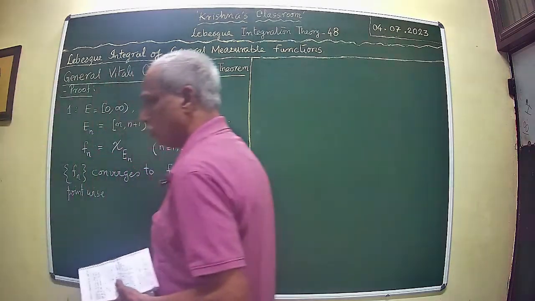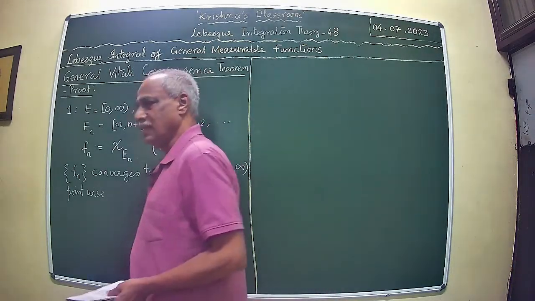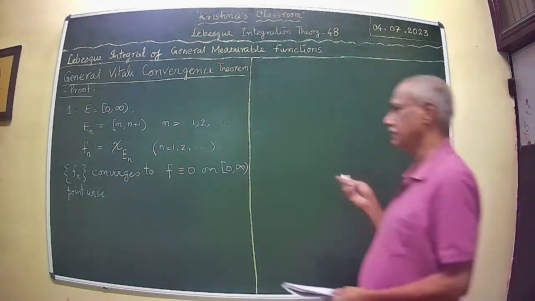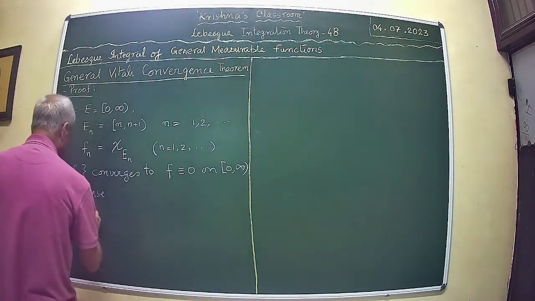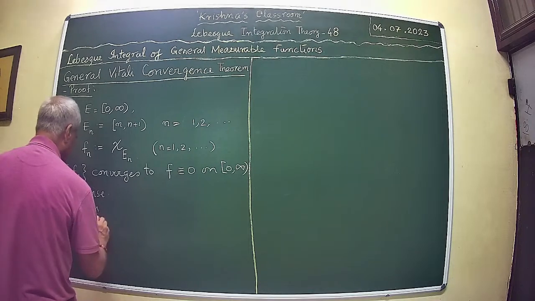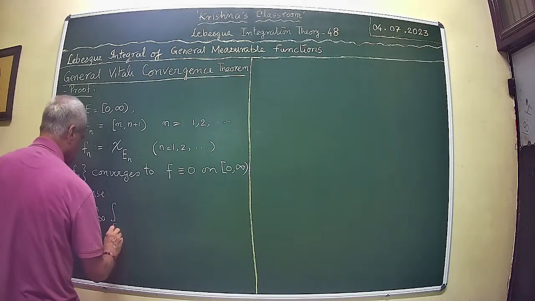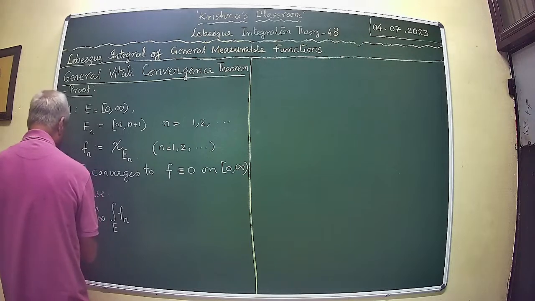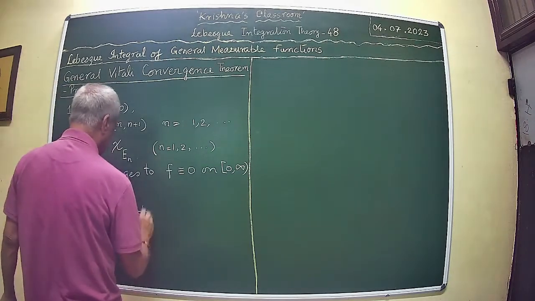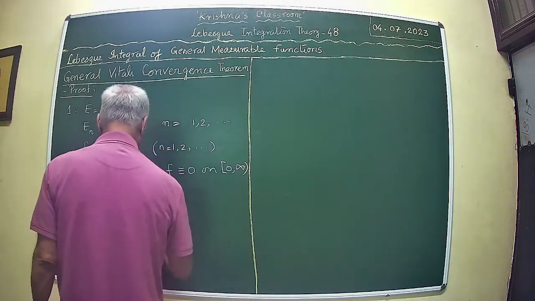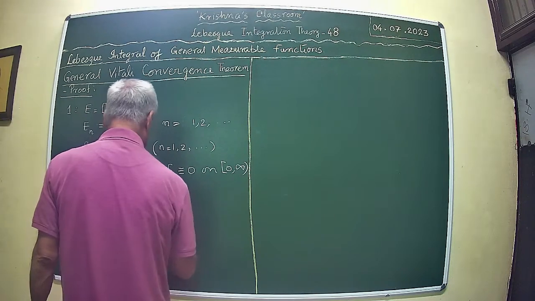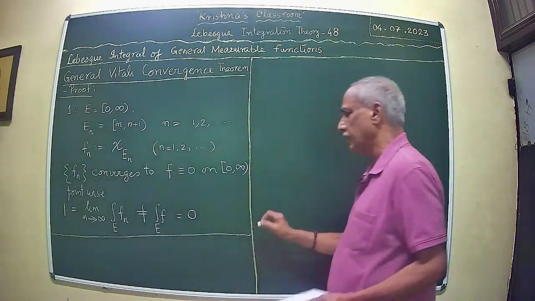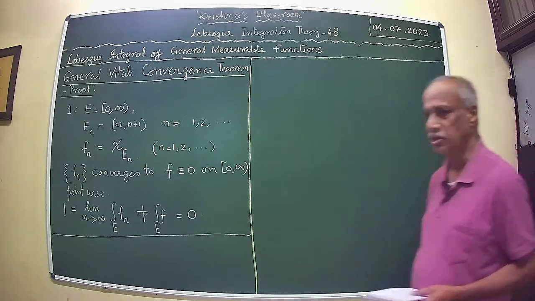It's easy to see that the convergence and the integration cannot be interchanged. So we observe that the limit as n tends to infinity of the integral is equal to 1, which is not equal to the integral of the limit. So the interchange of integration and the limiting process is not valid.